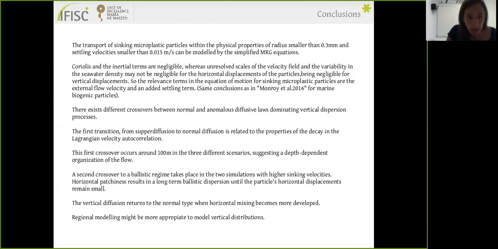Also, I would like to say as a conclusion that, of course, for the fastest sinking particles, the autocorrelation of the flow decays much, much faster. So this is the reason why maybe we find this second crossover in the first two scenarios, but not in the third scenario. And of course, it's also very important that we have a vertically dependent structure of the dispersion properties.